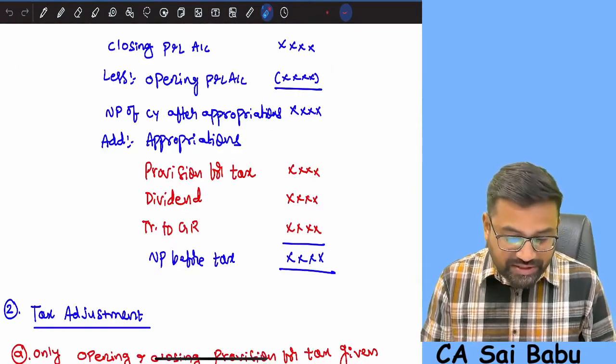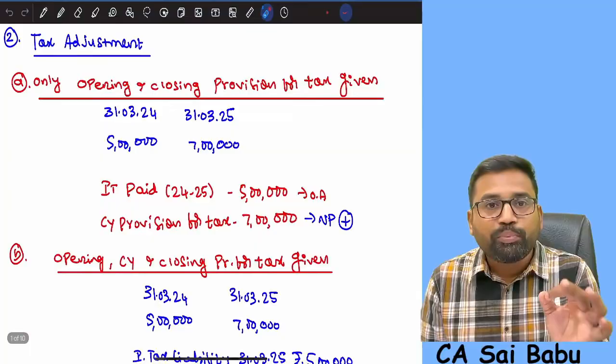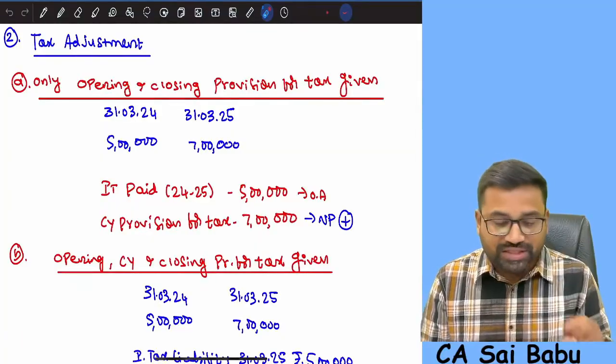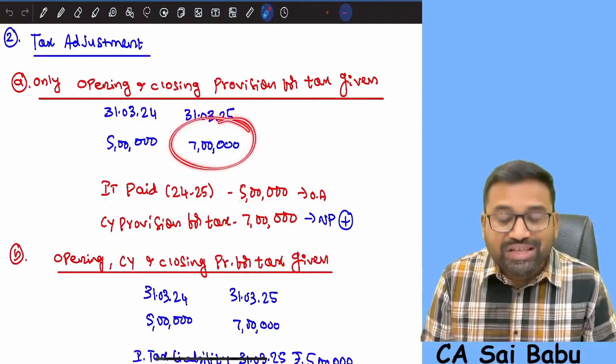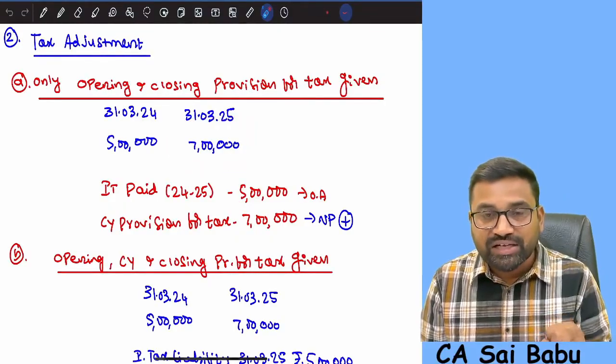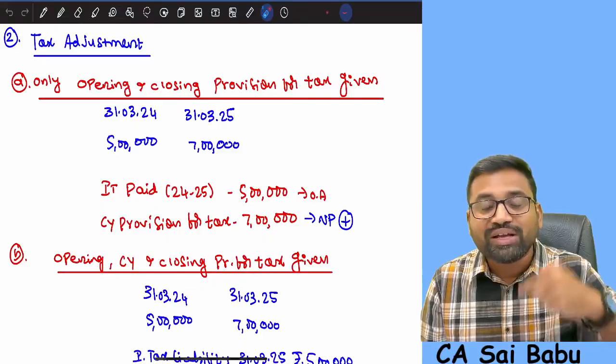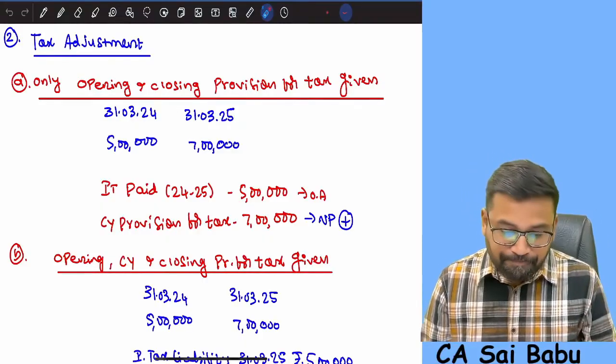This is the first case, sir. So only if opening and closing provision for tax is given, opening provision is assumed to be paid during the year. Closing provision is nothing but provision for tax of the current year. If net profit before tax is not given, then to arrive at it, add back.